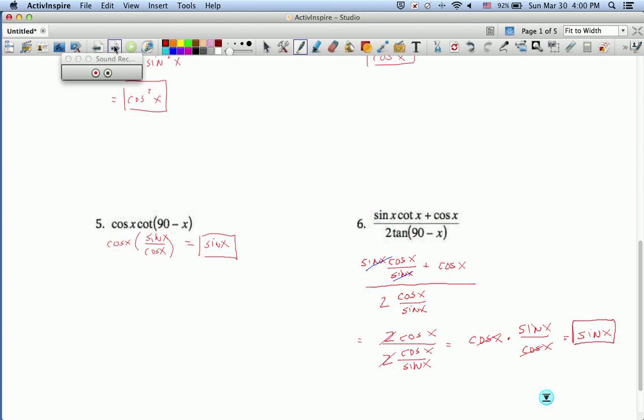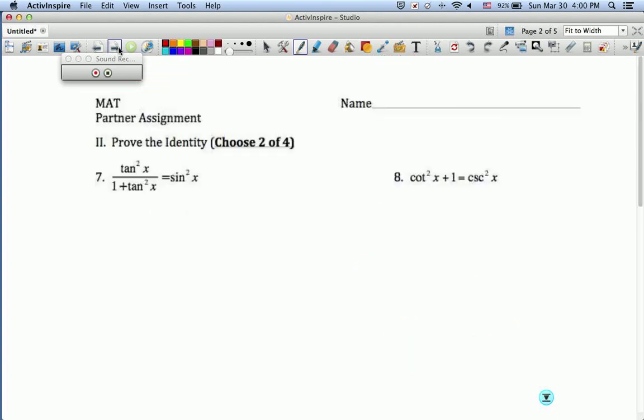We'll move forward to page 2 now. On page 2, we're proving the identity. I make one side look like the other side. Well, if you remember your identities, 1 plus tangent squared is secant squared. So tangent squared looks like this.